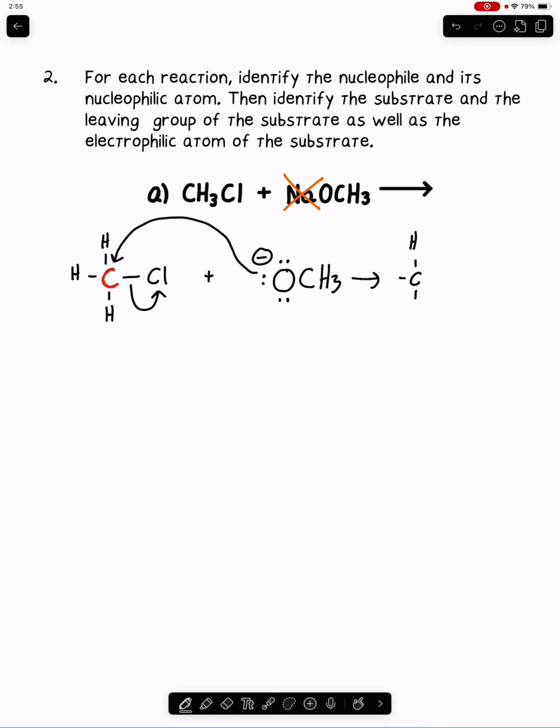let me draw all of this out. We will have that carbon bonded to that oxygen, which is still bonded to this CH3 group, plus that chloride. I'll draw all the electrons in here. That chloride would be the leaving group.